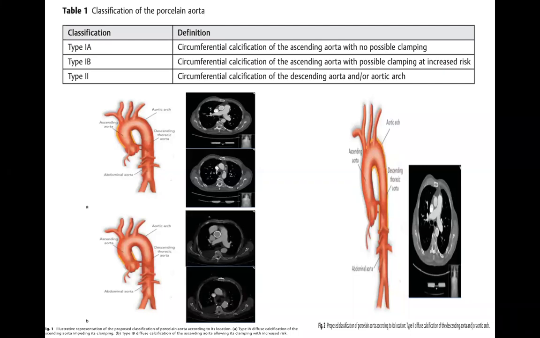Type 1B, you have a calcification of the ascending aorta, but there is a possible clamping with increased risk, of course. Type 2, for them, is the one a lot of us are seeing in our practice, where we have descending and arch calcification as a part of the atherosclerosis process.